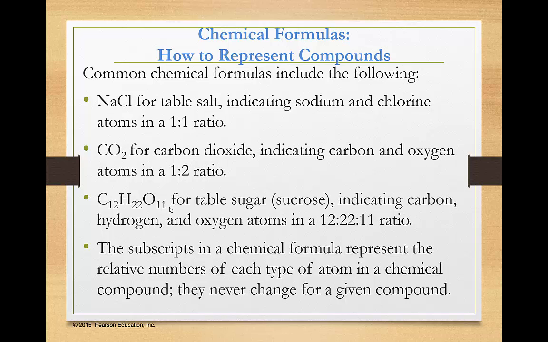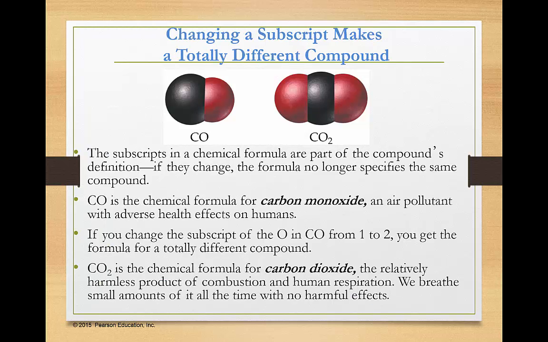The subscripts in the chemical formula represent the relative number of each type of atom. They are not going to change for a given compound. If I ever change a subscript, I am changing the compound I'm talking about. I'm talking about something completely different. Here's an example of this. If I look at the 2 molecules shown here in the picture, they're both comprised of carbon and oxygen, but they're not comprised of carbon and oxygen in the same proportions. Here I have 1 carbon to 1 oxygen. Here I have 1 carbon to 2 oxygens.